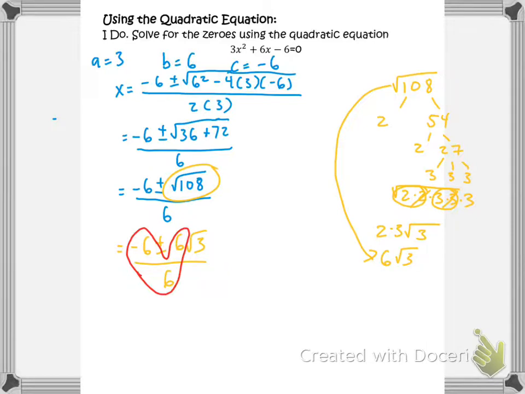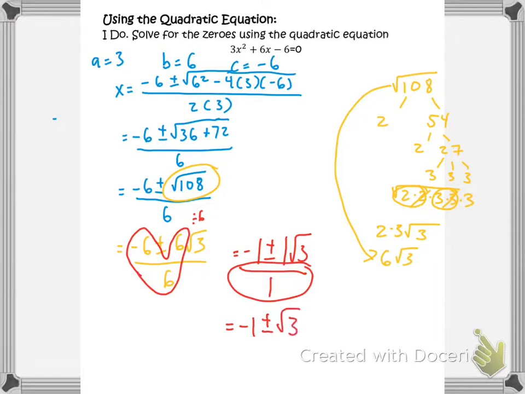So I have -6 plus or minus 6 over 6. I can divide -6, 6, and 6 all by 6. So dividing everything by 6 will give me -1 plus and minus 1 radical 3 over 1. And because it's over 1, I really don't need to write this, so it's -1 plus and minus radical 3.